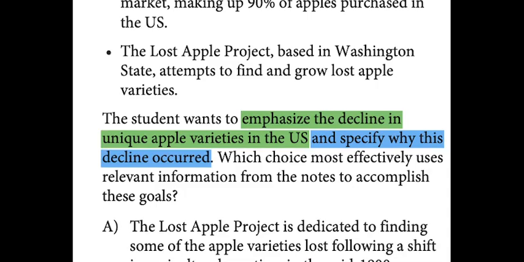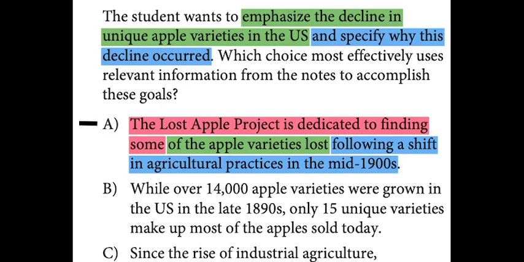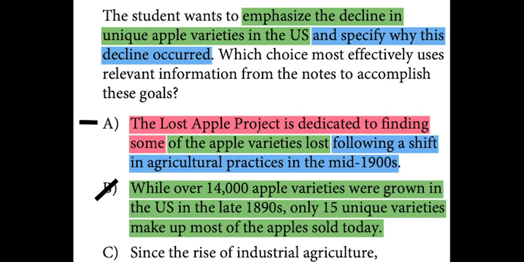We need to emphasize the decline in unique apple varieties in the US and specify why this decline occurred. This is a 2-part prompt where each part is equally weighted. For answer choice A, this bit about the Lost Apple Project is a curveball. We'll ignore it for the time being. We do get something about lost apple varieties, and this choice specifies why the decline occurred, so we'll keep it. B emphasizes the decline, but doesn't address why the decline occurred, so it's out. Half correct is all wrong.